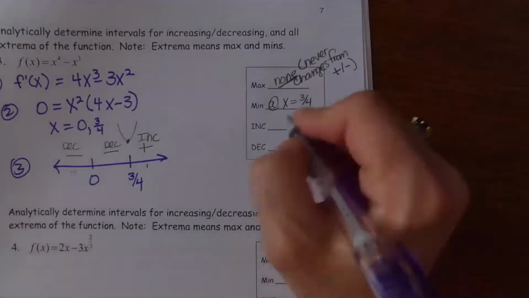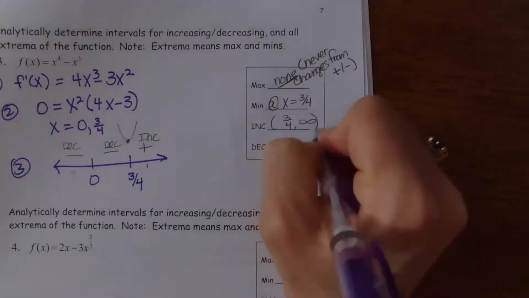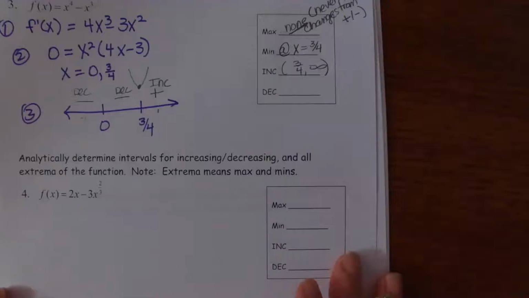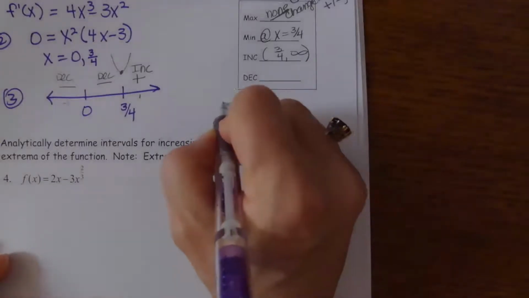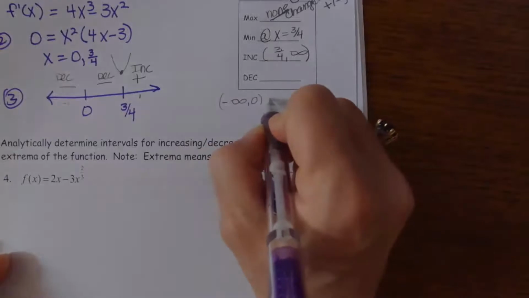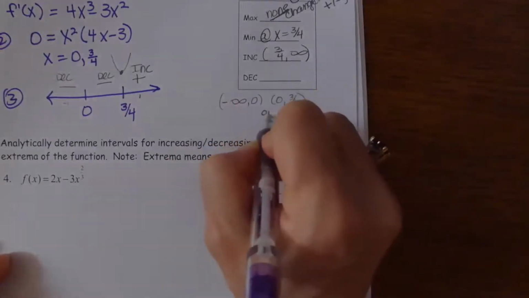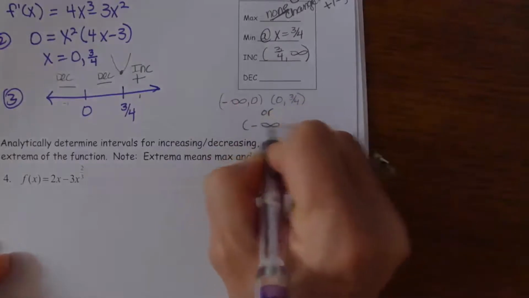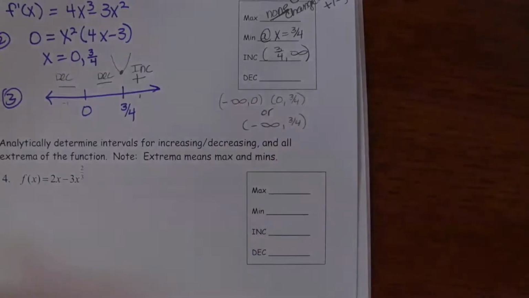Where is it increasing? 3/4 to infinity. Where is it decreasing? Now I got a question for you. I'm going to ask you two things. Is it decreasing from negative infinity to 0 and 0 to 3/4? Or is it increasing negative infinity to 3/4? Yes, it's this.